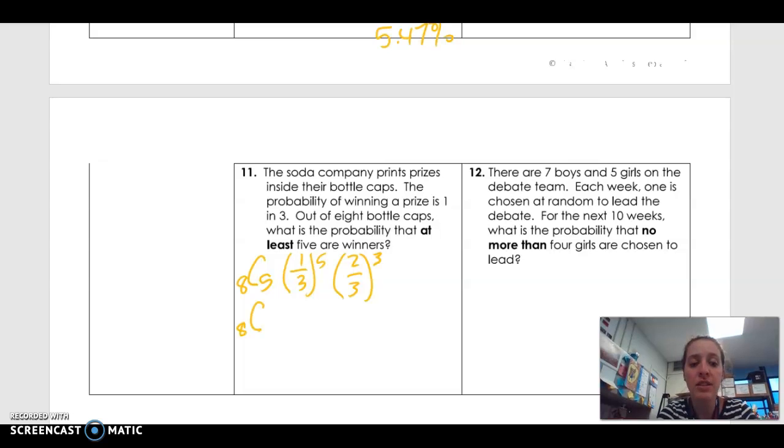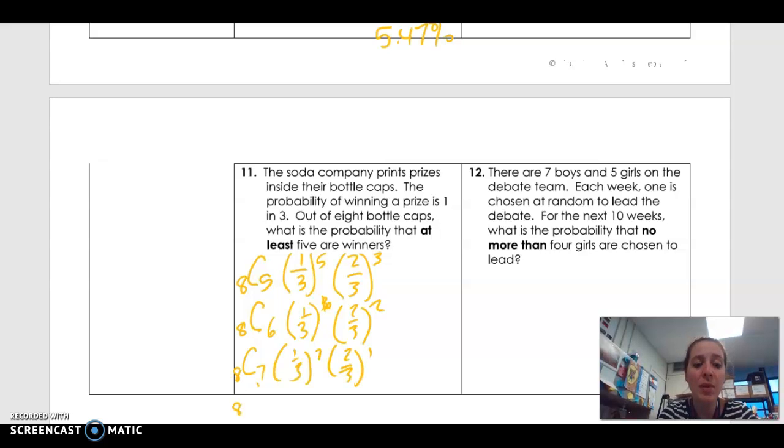Okay, and then I have to see my 8C6. My odds again of winning are 1 out of 3, and that's to the 6th, and that's to the 2nd. Well, then I have to see my 8C7 and my 8C8. Okay, so when I put these in my calculator, I would just find my combination or use Desmos or your calculator, and then 1/3 to the 5th times 2/3 to the 3rd, which would give me, let's write these down.